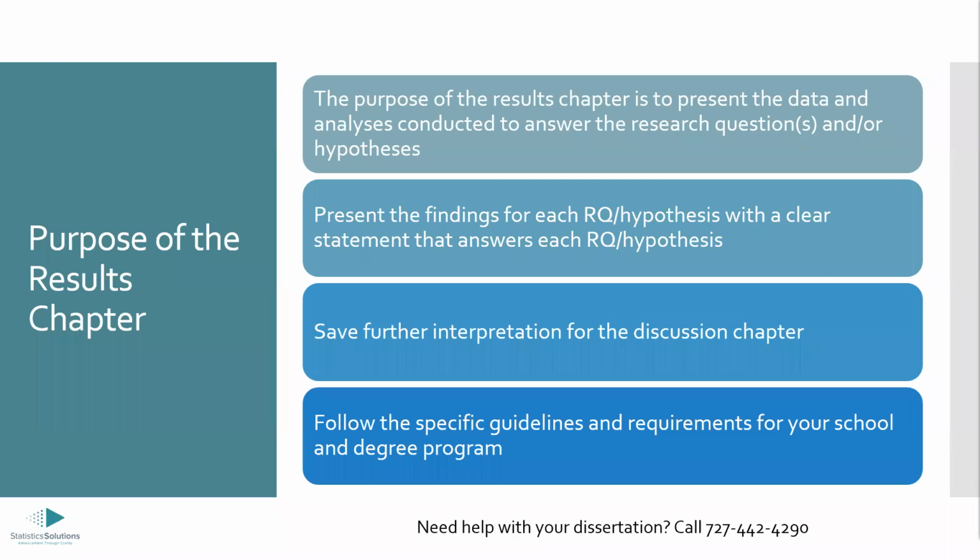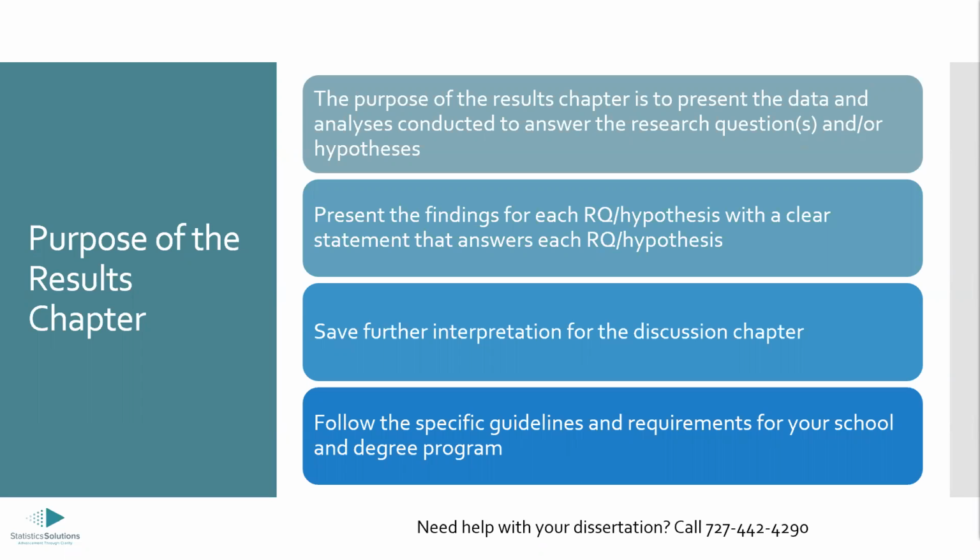So here is where you present the findings based on your data collection and the answers to your research questions and hypotheses. By the end of the results chapter, you should have a clear answer to each research question and hypothesis that you listed out earlier in your dissertation. So if you have 5 research questions, you should have an answer to each of those 5 research questions by the end of your results chapter.